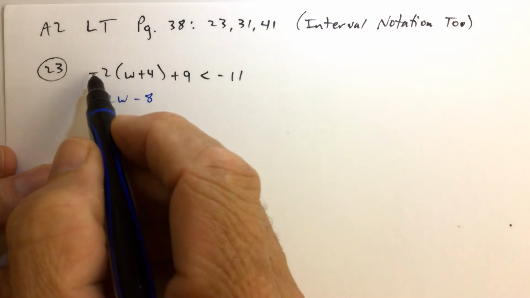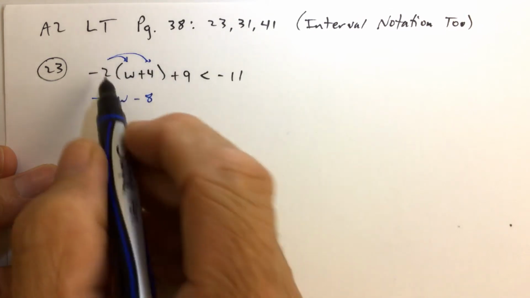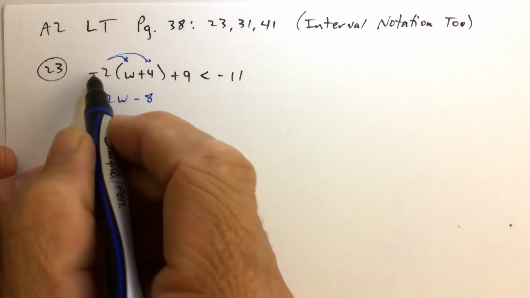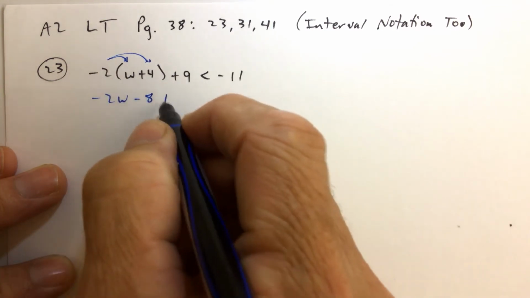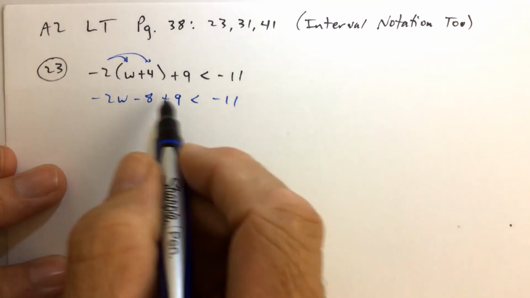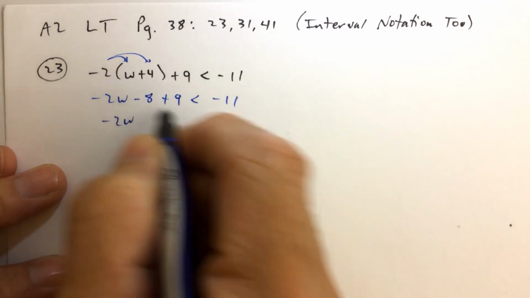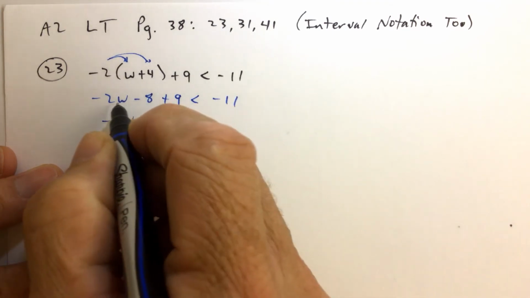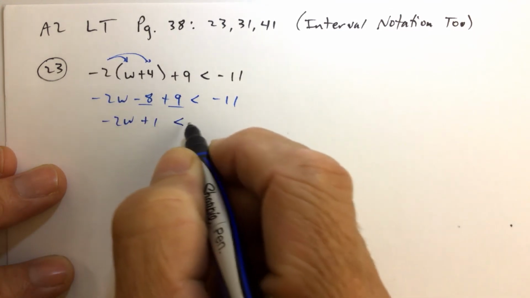Now, be careful here because you've got a negative 2. You've got to distribute the negative 2 to both terms. Distributing the negative 2, we get negative 2 times w, minus 2 times 4 is negative 8, minus 8 plus 9 less than negative 11. And then we want to combine like terms on both sides, so we only need to do that on the left side here.